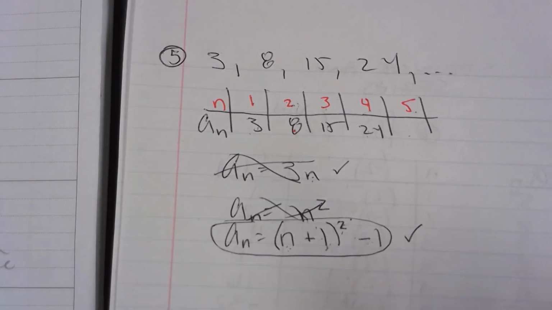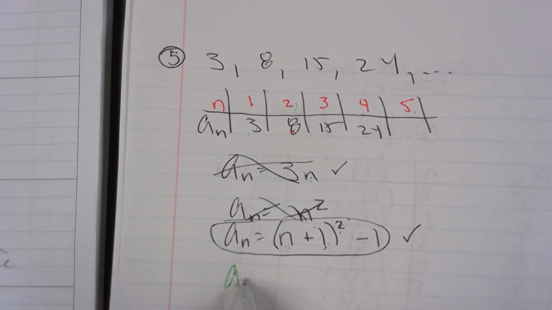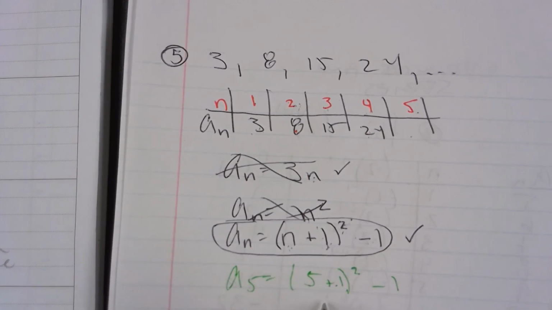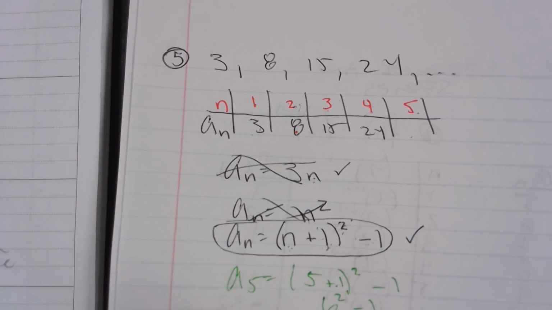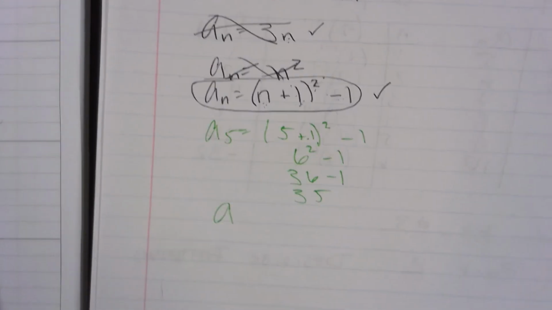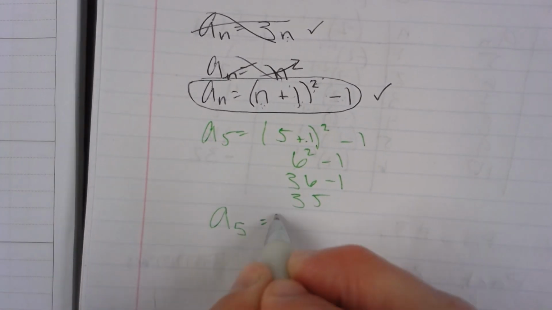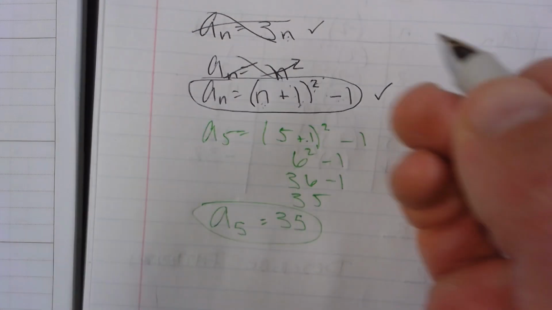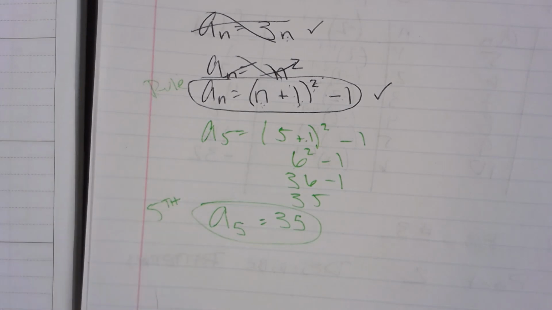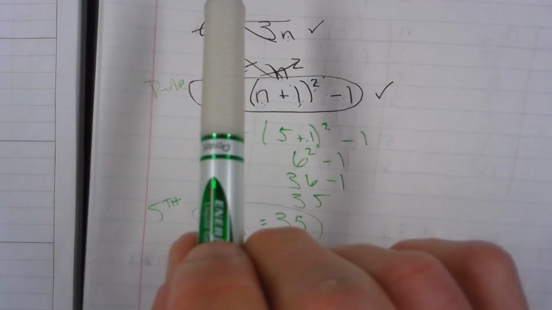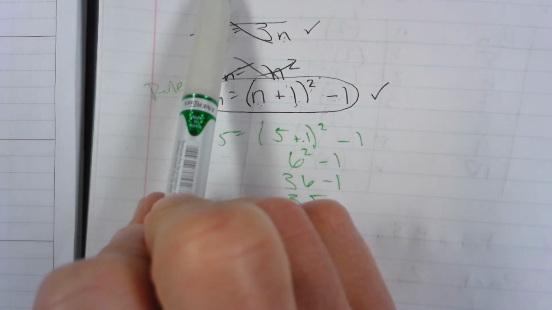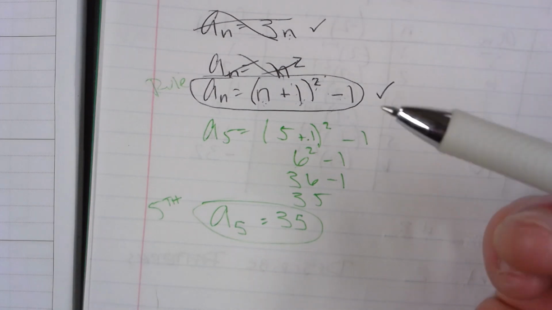So can I get the next number? A sub 5 is going to be 5 plus 1 squared, take away 1. 5 plus 1 is 6. 6 squared is 36. Take away 1, 35. So I'm going to write down that a sub 5 is 35. Okay, so I have a rule. I have the fifth term. Did I describe the pattern in words? Add 1, square it, then take away 1. That could work. You might find a different way of doing it.